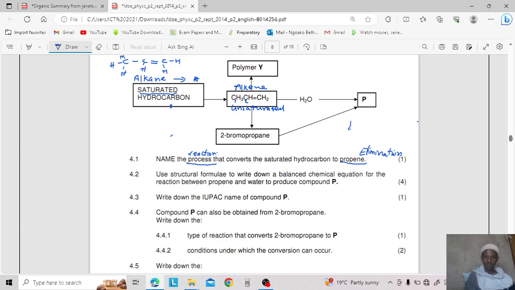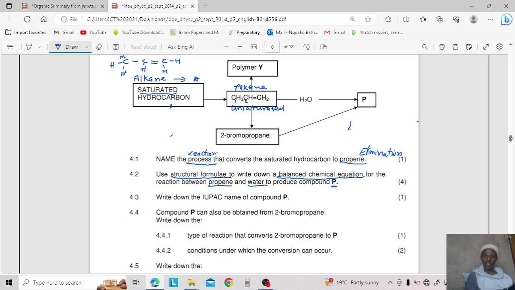Right, question number 2. They say you must use structural formulae to write down the balanced chemical equation for the reaction between propene and water to produce compound P. Now that is a reaction of an alkene with water, which is a hydration, and we're going to produce P, which is an alcohol. Now let's write the reaction.